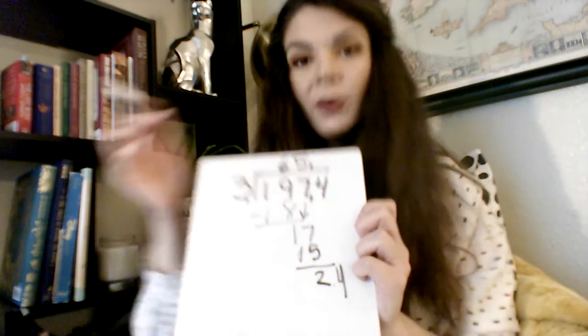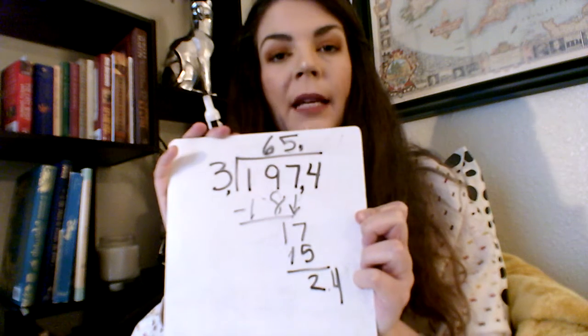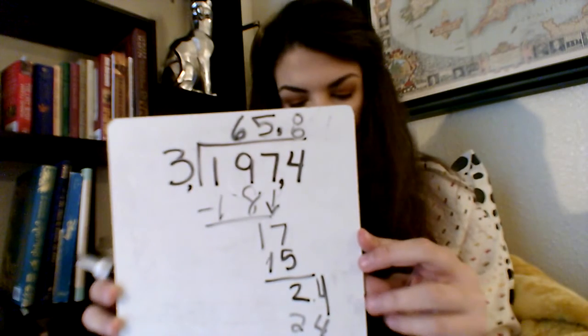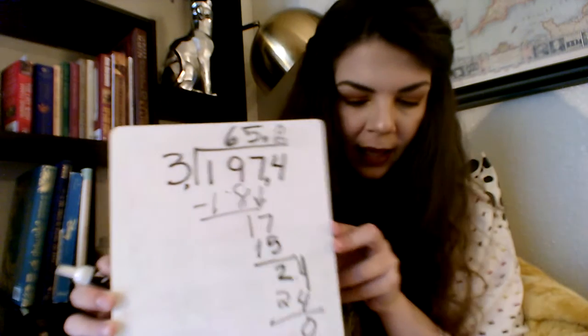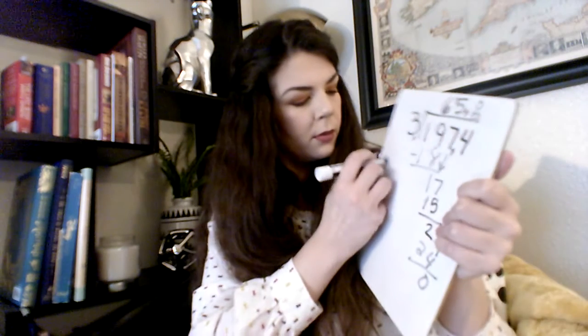How many 3's go into 24? 3 times what is 24? 3 times 8 is 24. 0. Okay. So now our answer is 65.8. Alright, so let's go ahead and check it.